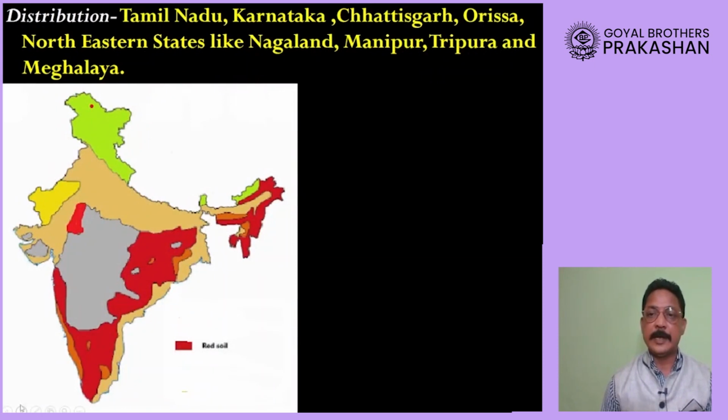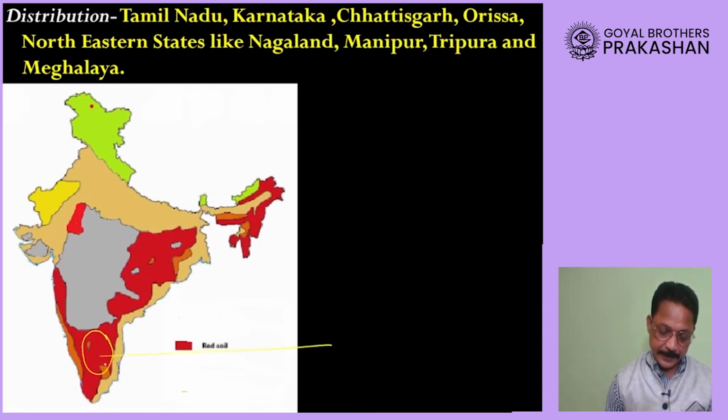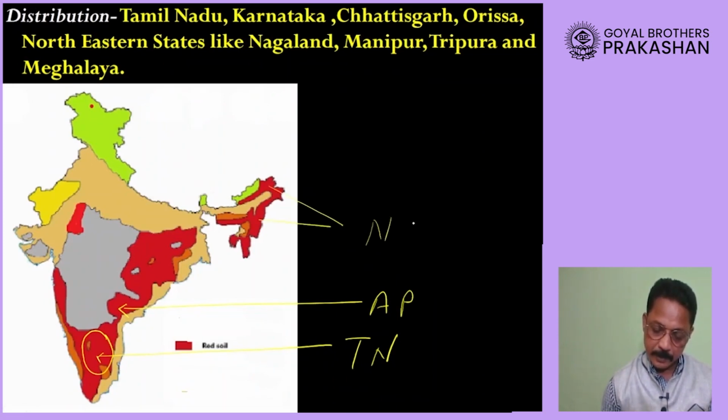Now let us look at distribution. Okay, you will find this soil is found here abundantly. Can you identify this state? You are right, it is Tamil Nadu. This region here is Andhra Pradesh. Okay, you will find it here also in abundant quantity. So in northeast India, which includes Nagaland, then Manipur, Mizoram also, this soil is found abundantly. It is also found to some extent in the northwest part of India.